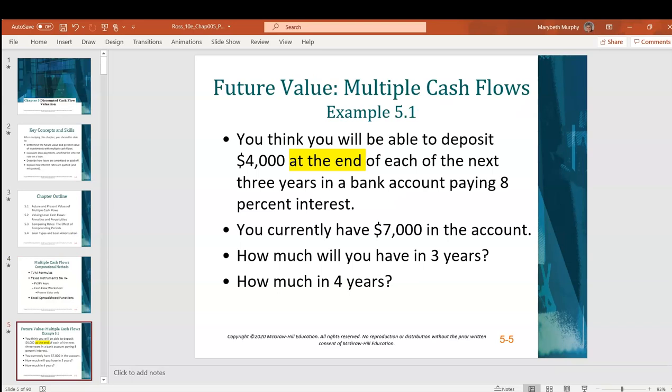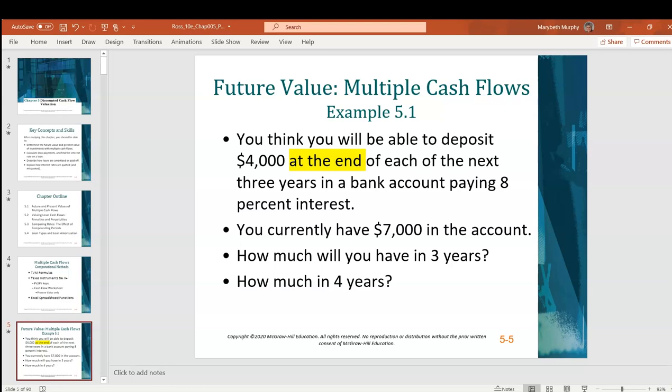Okay, so let's start with future cash flow. Remember, in a future cash flow, we're going to get the cash at the end of the periods of time that we're looking at. So here, we think we'll be able to deposit $4,000 at the end of each of the next 3 years in a bank account at 8% interest. Currently, you have $7,000 in the account. How much will you have in 3 years?